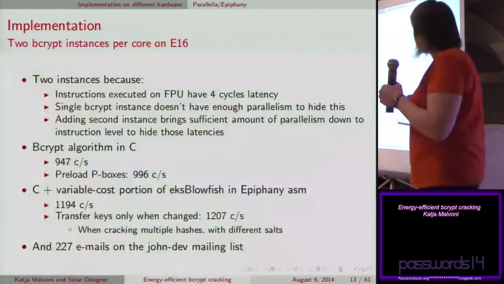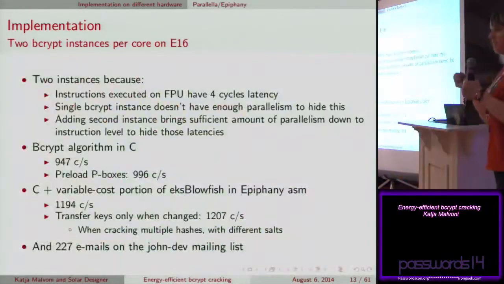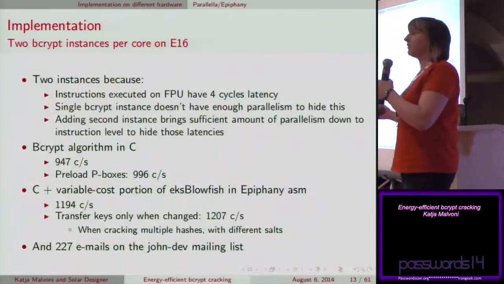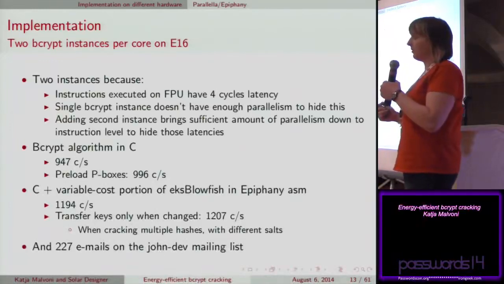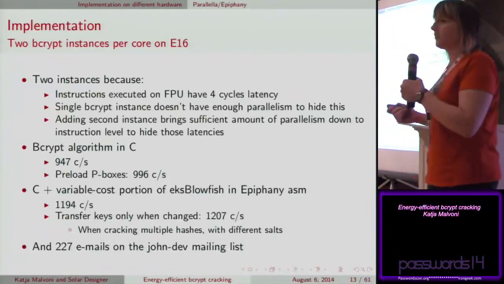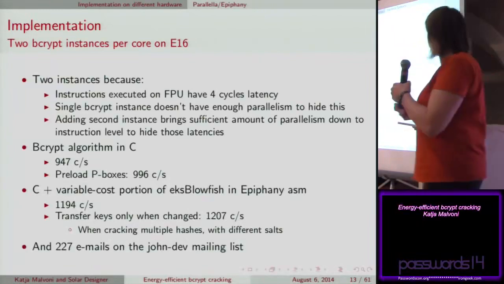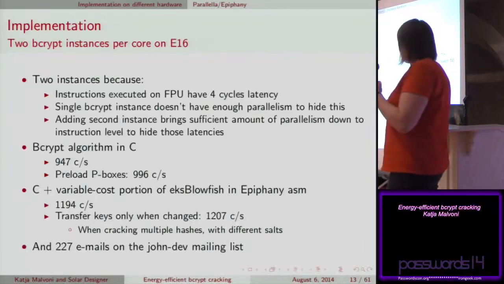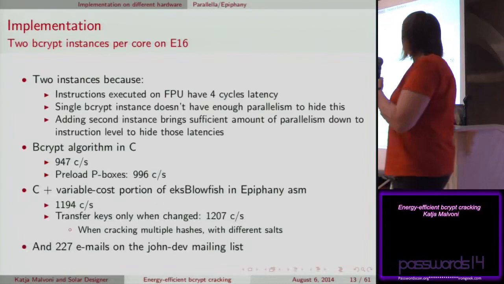But if we have 2 bcrypt instances per core, then there is enough instruction level parallelism so that the FPU can actually be fully utilized, so that there are instructions issued on the same cycle: 2 instructions, one on the arithmetic unit and one on the FPU.